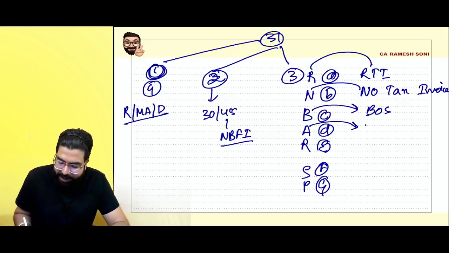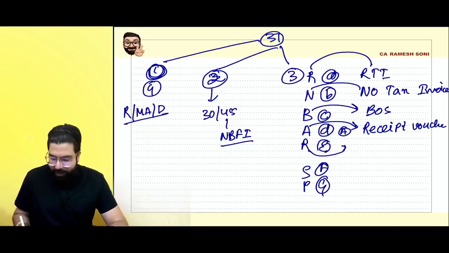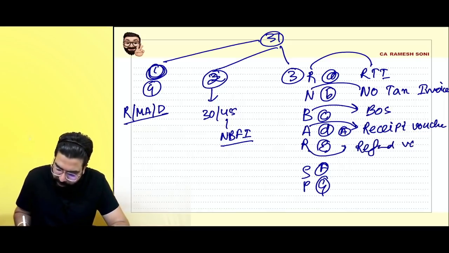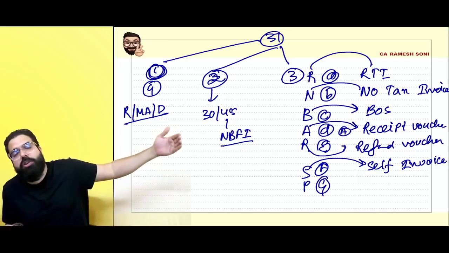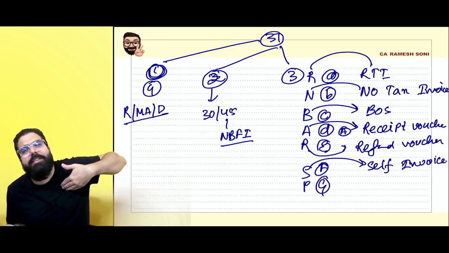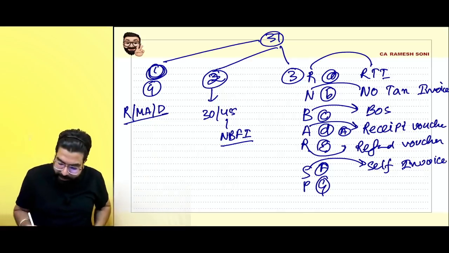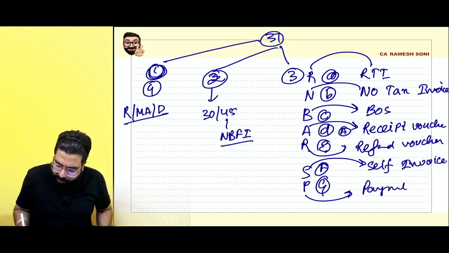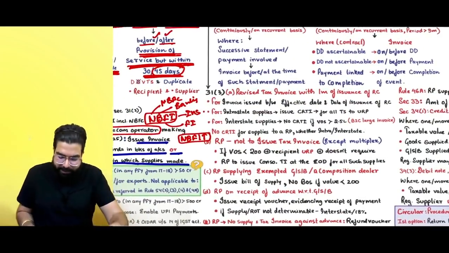A for advance, in case of advance, receipt voucher. Sir, R for refund: if you are refunding an advance, then you have to issue a refund voucher. That is also being told over here. S for self invoice. If you are receiving goods or services on which you are going to pay the GST under RCM, sir, you have to raise the self invoice if the front party is unregistered. P for payment voucher. Let's quickly cover all of them.